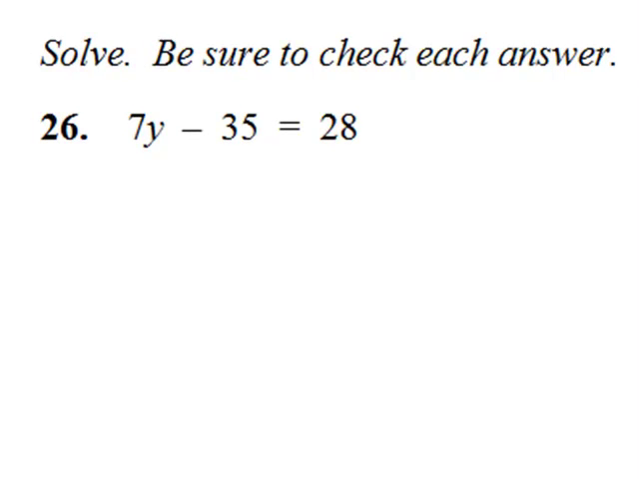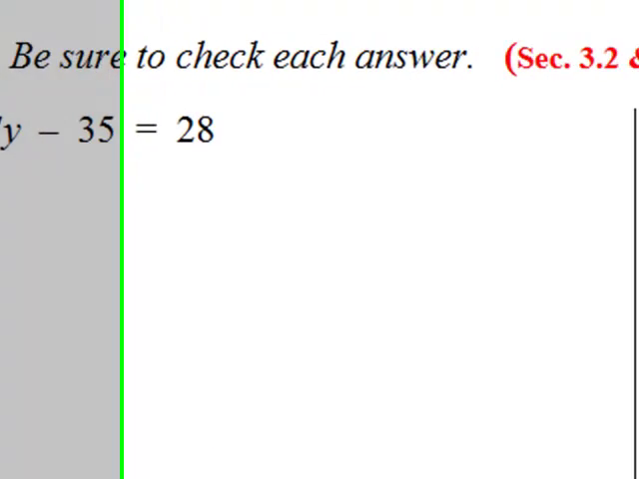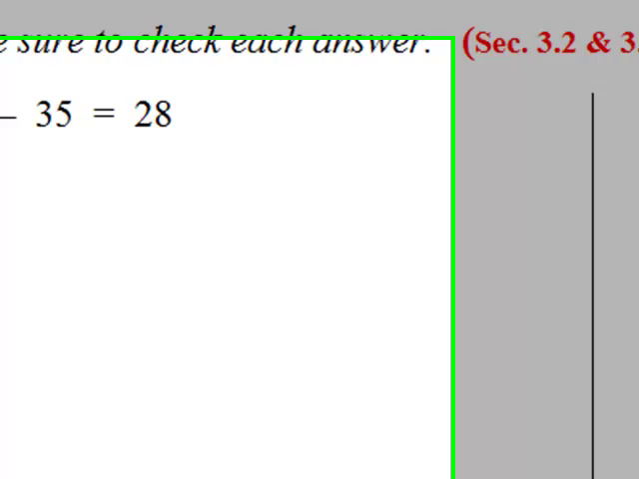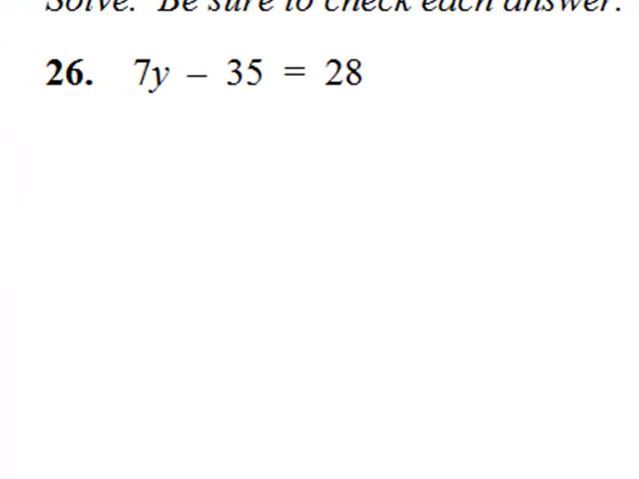Solve, be sure to check each answer. Okay, we have 26 and 27. 26, solve means isolate the variable. And what it first means, though, is isolate the variable term. That means we must clear or get rid of the negative 35 that's here, and we're going to do so by adding 35 to each side.